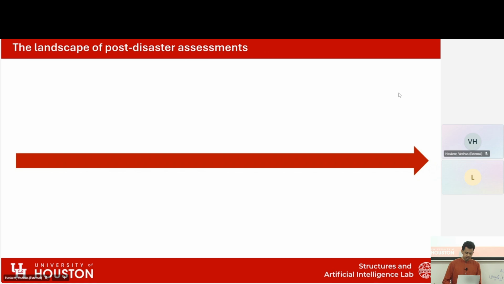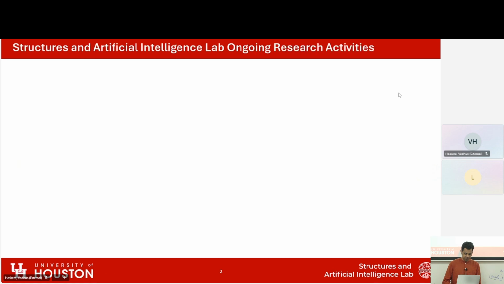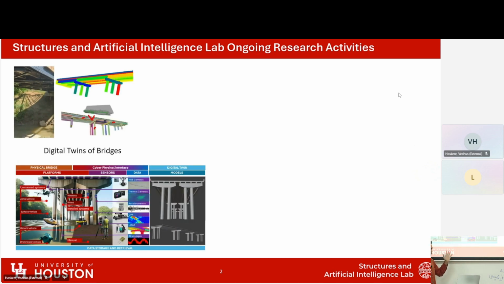I'm going to start off talking in the context of disasters. I had a slide too, but if I go to that, it seems like it's working now. So here are some of the things that we do in our lab. We've been working a lot on how to make digital twins of bridges, and computer vision can be very useful for this. In general, to make a digital twin, you need to acquire some data from a structure.